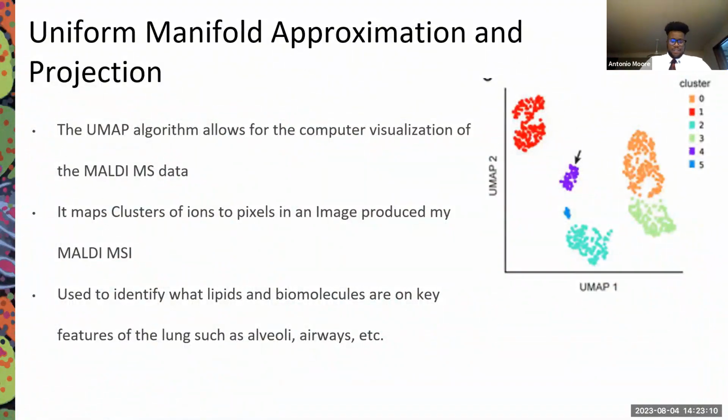Another technique that we're using for data visualization is uniform manifold approximation and projection. It allows us to map clusters of ions to pixels on an image, and it produces something that looks like the image to the right, where each color is a different cluster of ions. It can be used to identify lipids and biomolecules on key features such as the alveoli, airways, etc.